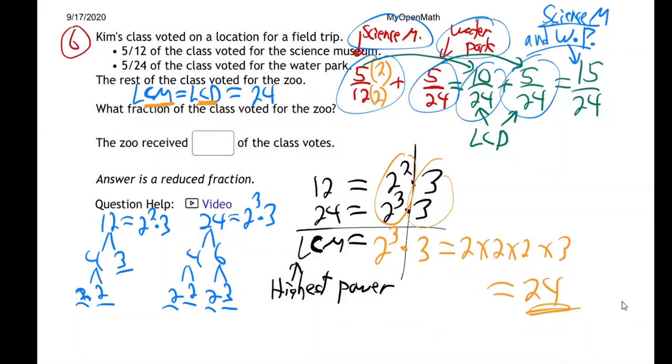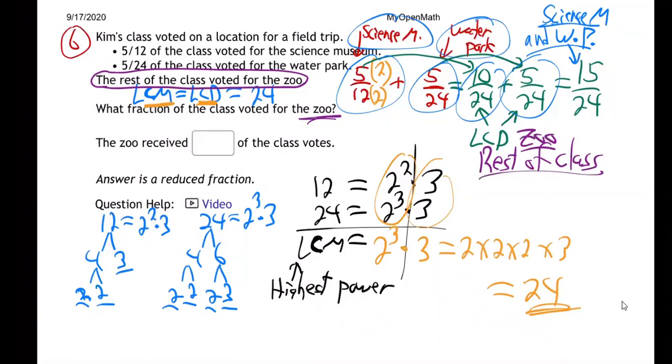So therefore, what part of the class voted for the zoo? Because it says the rest of the class voted for the zoo. So if 15/24 voted for the Science Museum and the water park, how do we find the rest of the class, which is the zoo people? The people that wanted the zoo was the rest of the class. Subtract by 24 over 24.